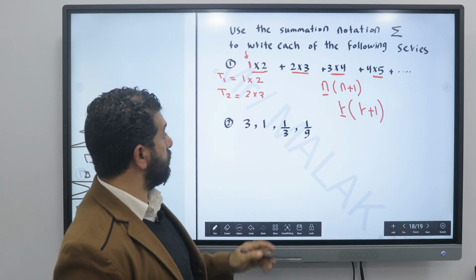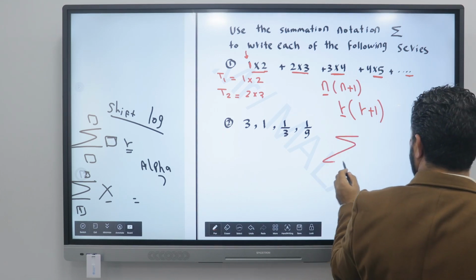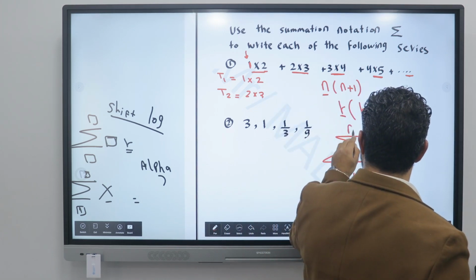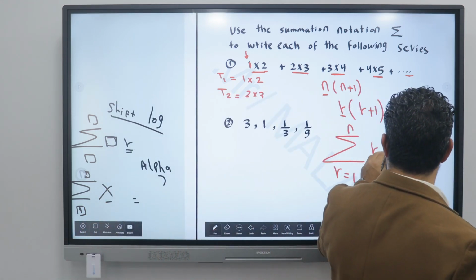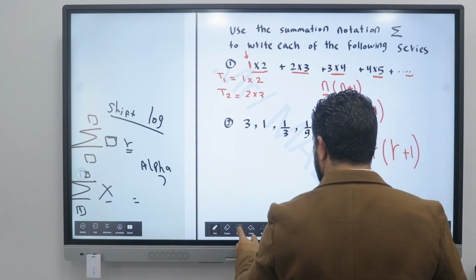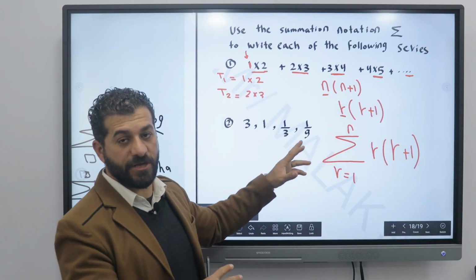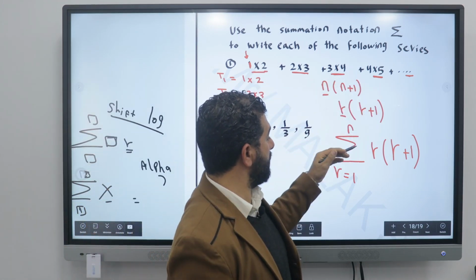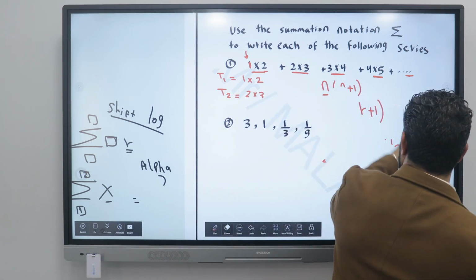Okay, so I want to find until what. I don't know until what yet. So here it will be the sum. I want to find the sum, r from 1 to n, of all terms of the sequence, which is r multiplied by r plus 1. This is the summation notation. Instead of writing plus, we can write the sum. Now try to solve this question.